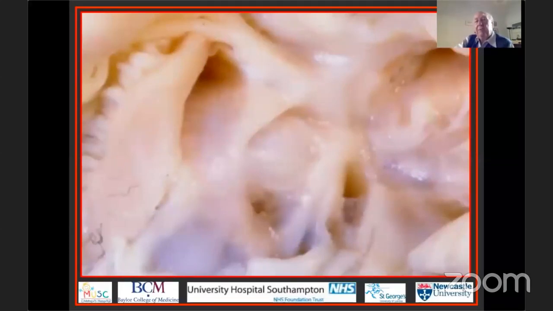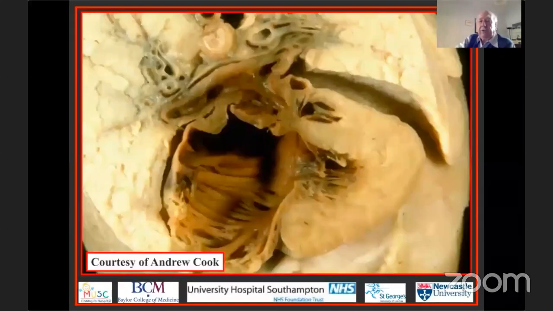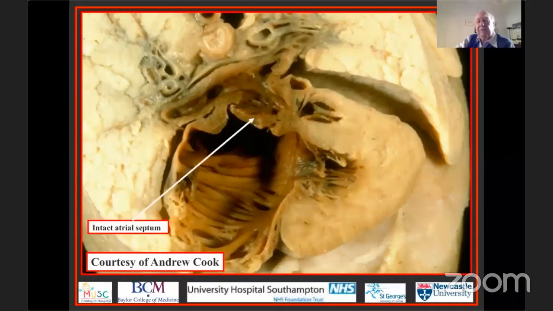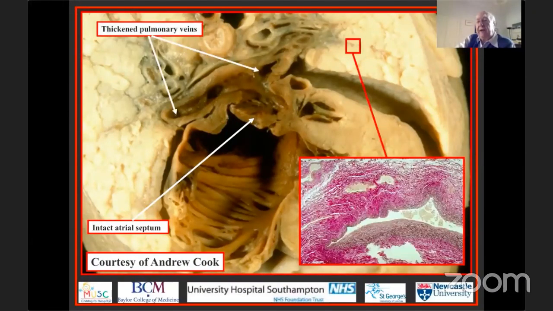But this is the problem, an intact atrial septum. And this again is an acquired problem occurring during fetal life. In this very nice example of a fetus prepared by Andrew Cook, you see the integrity of the atrial septum, and look at the thick walls of this left atrium. And the thick myocardium extends onto the pulmonary vein.